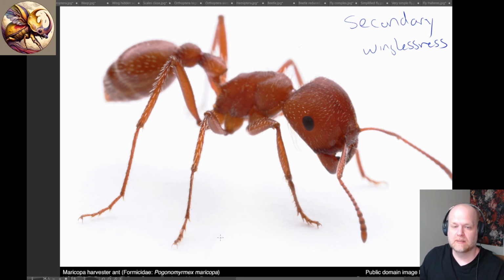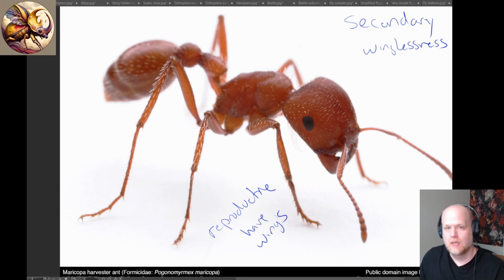So reproductive males and females have wings. So the kings and queens have wings, but then they lose the wings. So they have 4 wings, and they lose the wings. And these wing losses, they're called deciduous wings. I won't write that out, but deciduous, like deciduous trees that lose their leaves in the fall.